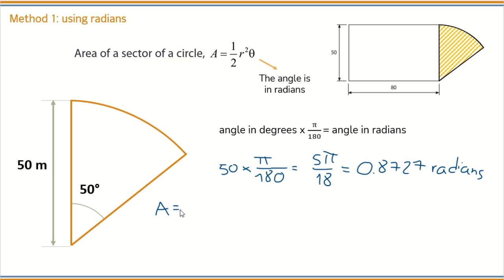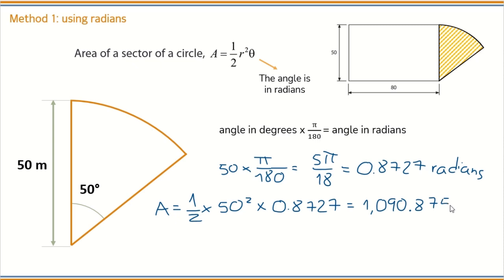Now I can calculate the area that will be 1/2 times the radius, which is 50 squared, times the angle in radians, 0.8727. And this is 1090.875 meters squared. Your answer can be a little different depending on how many decimal numbers you kept for the angle in radians.